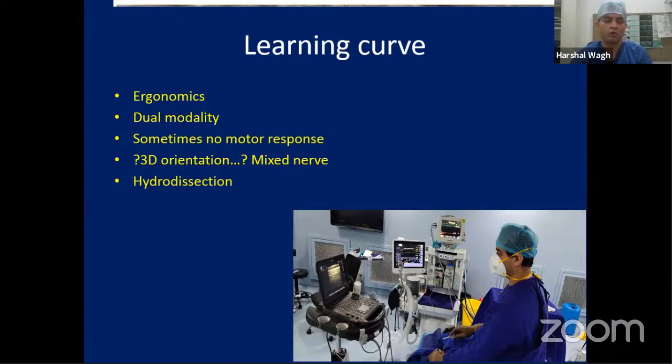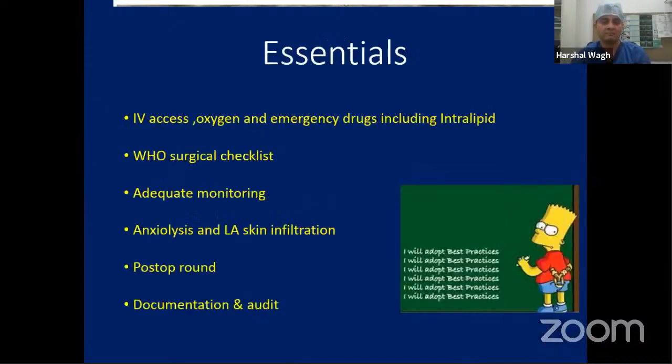Now, I think most of us have gone through the process where we are using a nerve stimulator and sometimes don't get a motor response in spite of the patient complaining of pain, maybe while doing the procedure. Maybe it's a 3D orientation that we still need to get used to. Sciatic nerve is also a mixed nerve, so you might be stimulating only the sensory component and you're not stimulating the motor component. That's why you're not getting the motor response, but the patient complains of pain. Hydro dissection goes a long way in identifying not only the tip of the needle, but also areas at the end of it. I think these are all essentials which almost all of us must do.